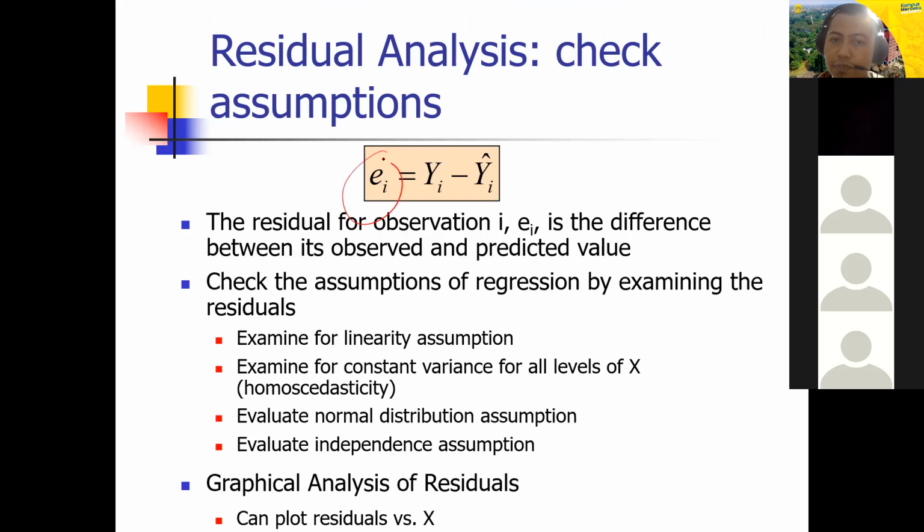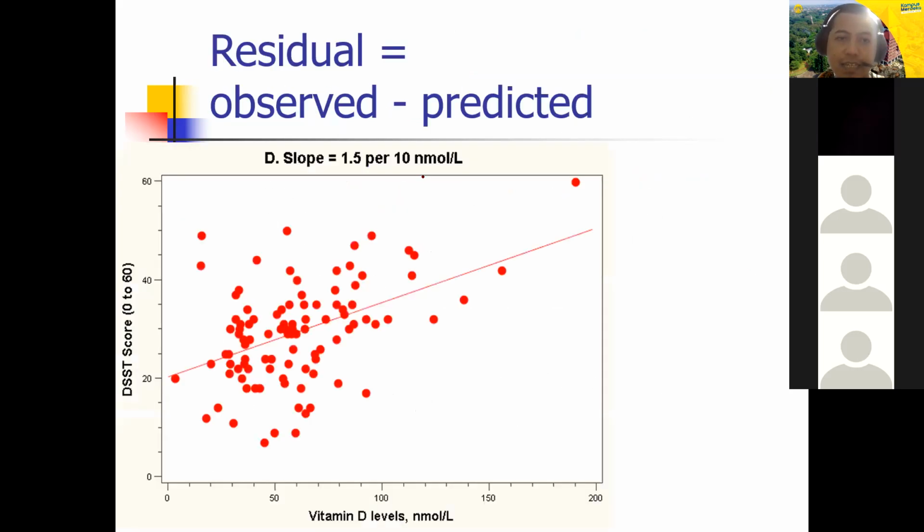This is the error. If you check it, then the y and this is the estimated. If you remember, if we have the data and then we have a line here, this is the error. Actually, the error is a component. The residual analysis is about this component.